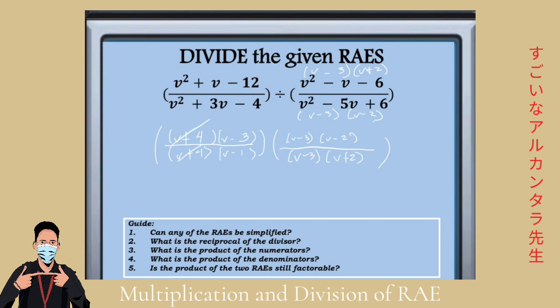We can simplify the v plus 4's here. We can simplify the v minus 3 and the v minus 3 here. And what else can we simplify here?